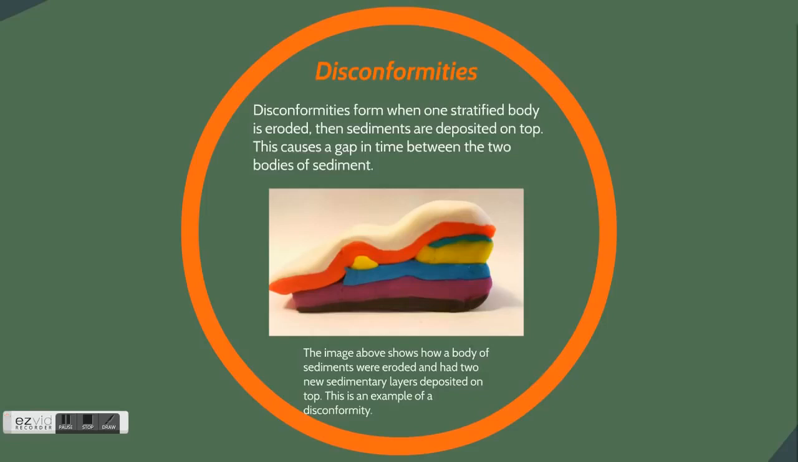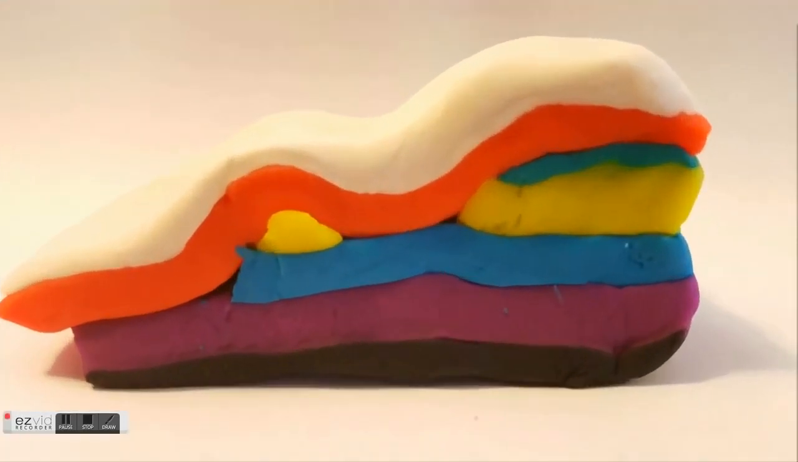Disconformities. Disconformities form when one stratified body is eroded. Then sediments are deposited on top. This causes a gap in time between the two bodies of sediment. The image shows how a body of sediments was eroded and had two new sedimentary layers deposited on top. This is an example of a disconformity.